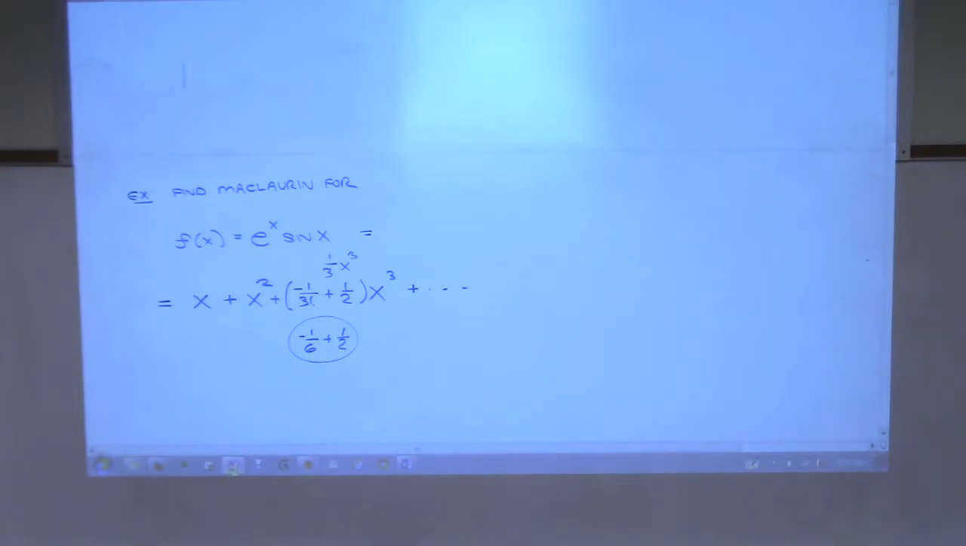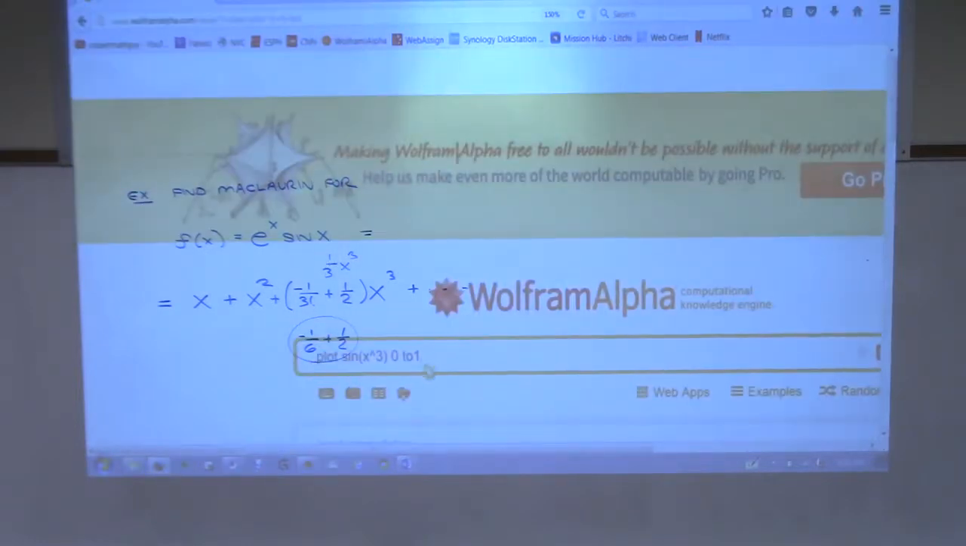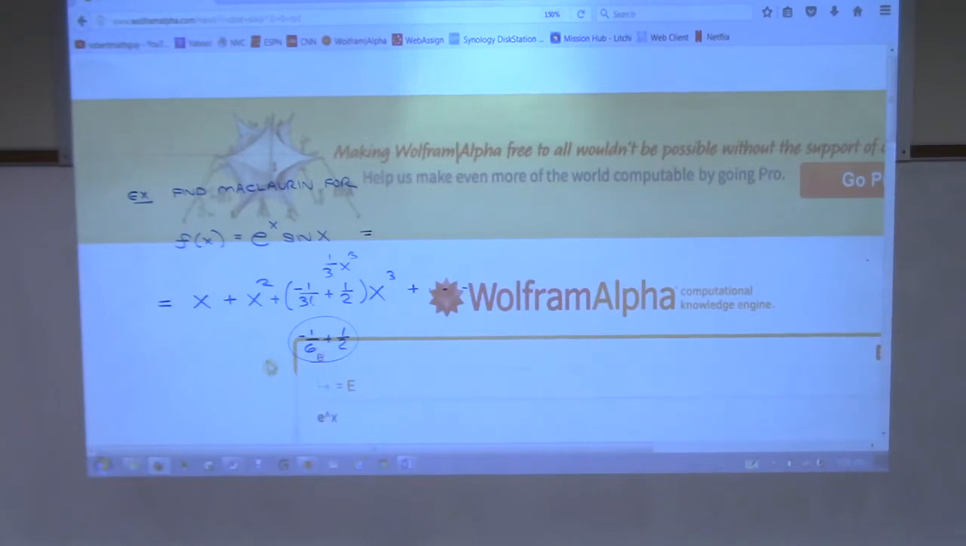Something seems off on this. What did we do? E to the x times sine x. Let's do this. Something seems off, but I don't see what it was. It seemed right, the math. So I'm just going to type into Wolfram Alpha exponential x times sine x and just see what it does.